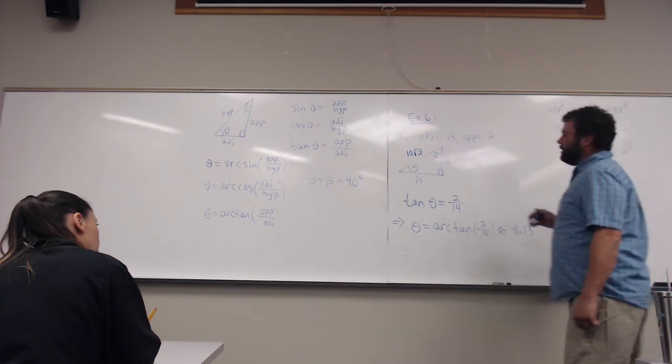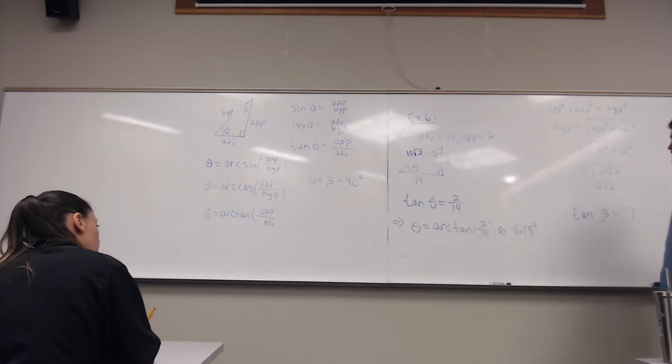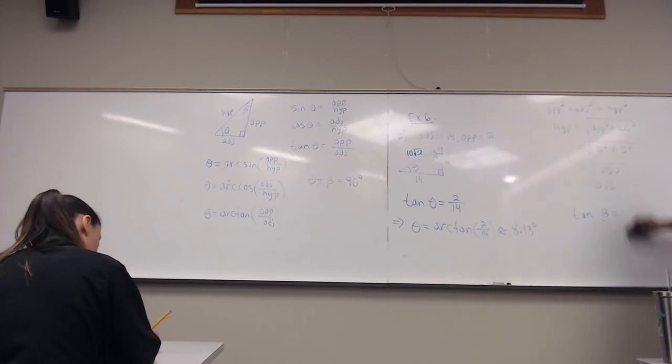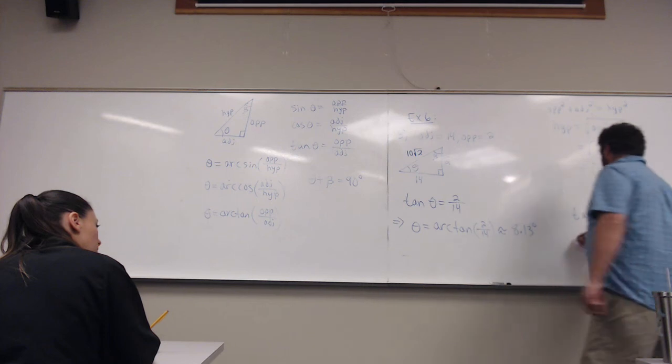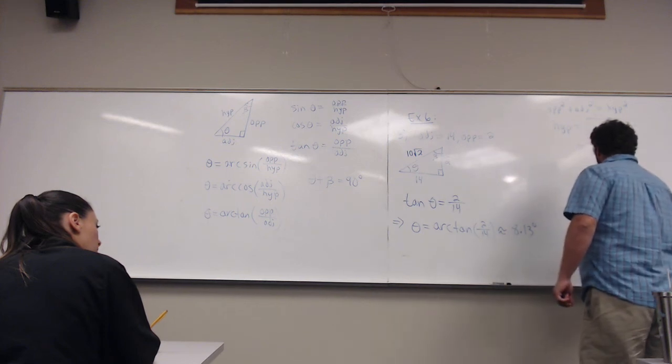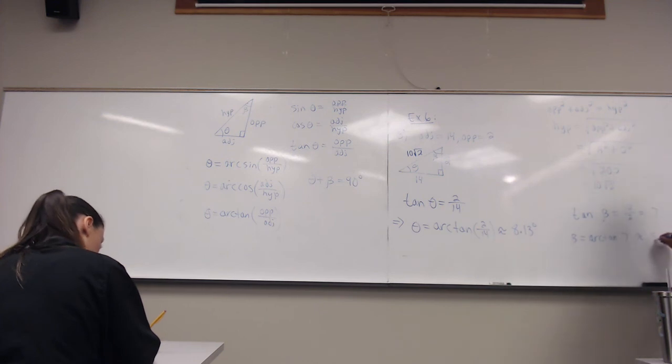Tangent of the angle beta would be the opposite side over the adjacent side. I believe that just ends up being 7. Let me be careful about it. Yeah, and then you'll get 81.87. Okay, so when I do beta equals arctan of 7, you get, what did you say? 81.87, which works out because those equal 90.